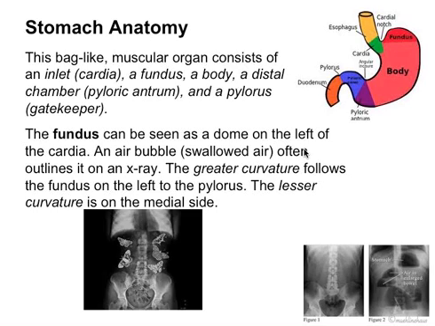Here's the text. The fundus can be seen as a dome on the left of the cardia, an air bubble. Swallowed air often outlines the fundus on an X-ray. And then we have the greater curvature and the lesser curvature here. The greater curvature is on the outside, it's longer, on the left side, and the lesser curvature is on the right side, because the stomach lies in the left upper quadrant, right underneath the rib cage, and that's the lesser curvature right here. So that's how the anatomy of the stomach looks.